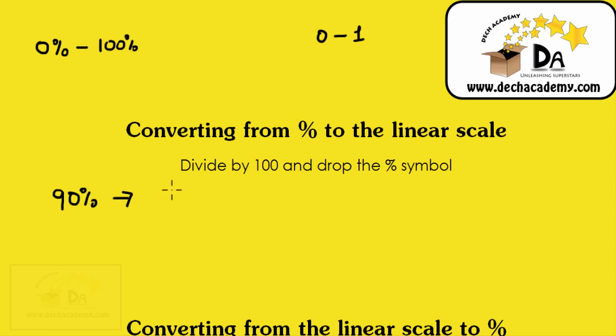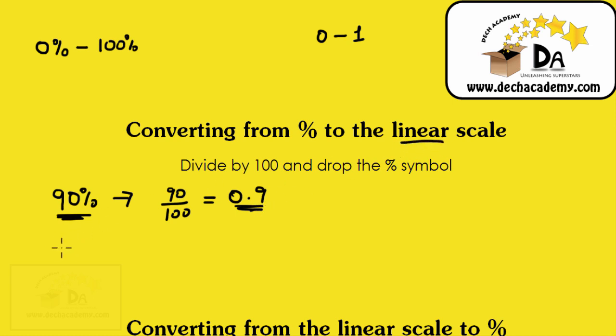So I'm going to drop the percentage symbol and divide by 100. What do I get? I get 0.9. So an event with a probability of 90% also has a probability of 0.9. 90% just is the probability when one's using a percentage scale, and 0.9 is the probability when using a linear scale.